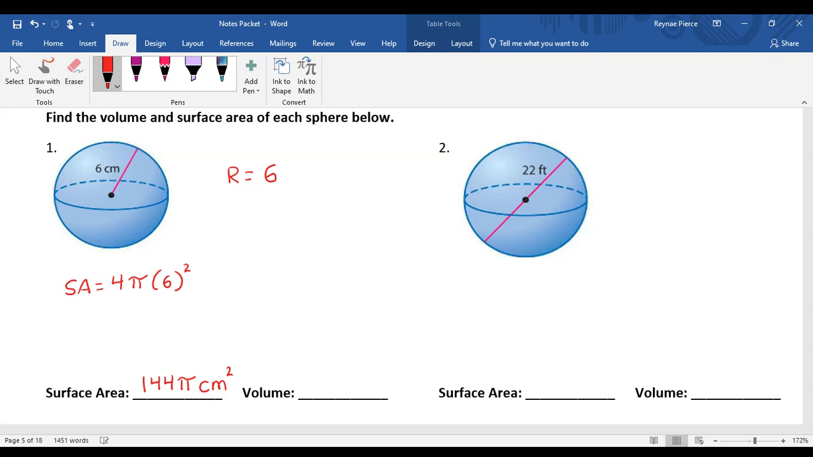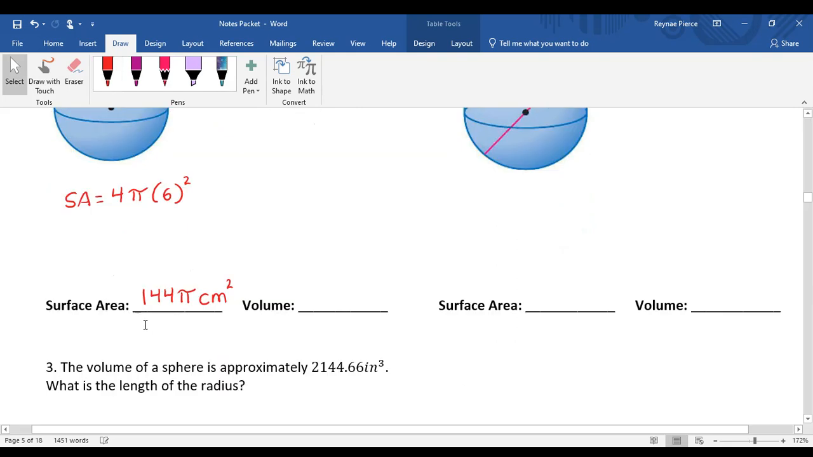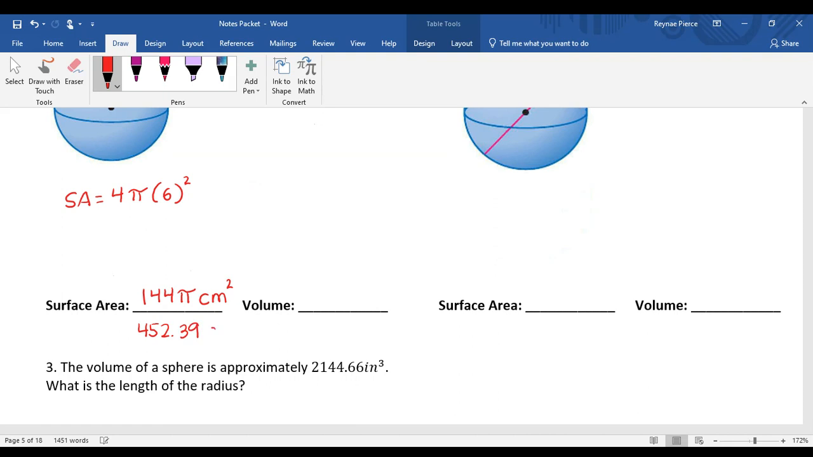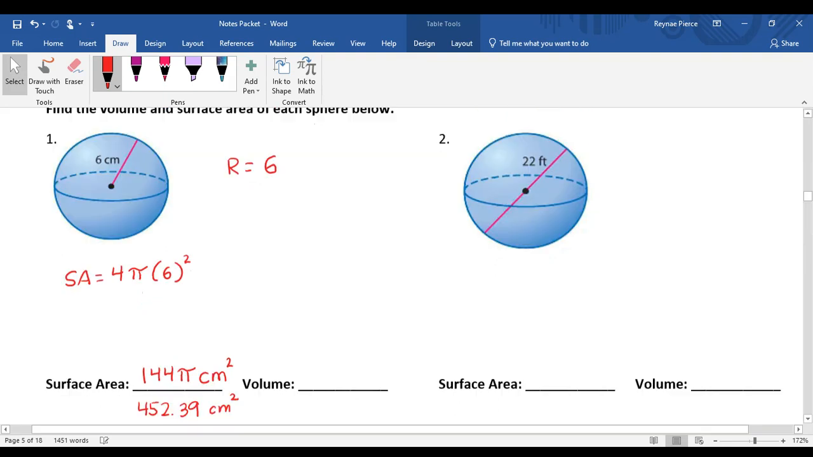If we were to get an approximate answer, this would be about 452.39. Get used to practicing both exact answers and approximate answers. Next is the volume of the sphere. Since we've got the radius, we're just going to put that radius into our volume equation.